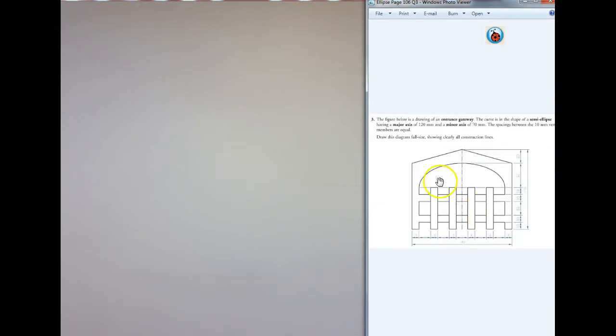Okay, so for this question, we have half an ellipse. If we read our question, it says we have a semi-ellipse having a major axis of 120 mil. Now, 120 mil is our major axis. That means half of that is going to be 60.